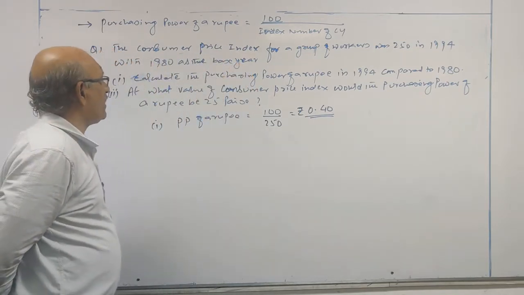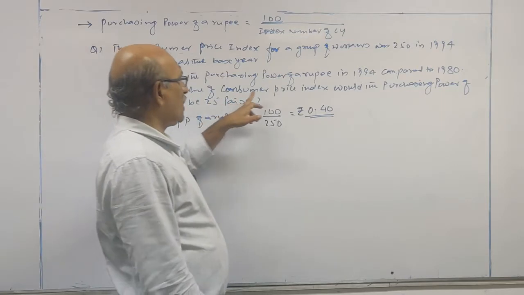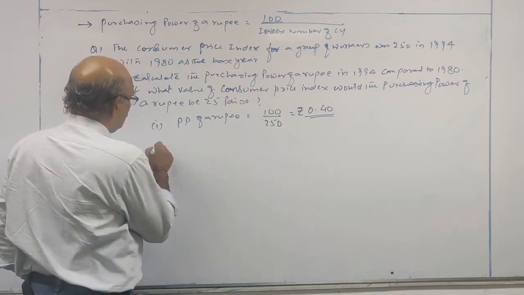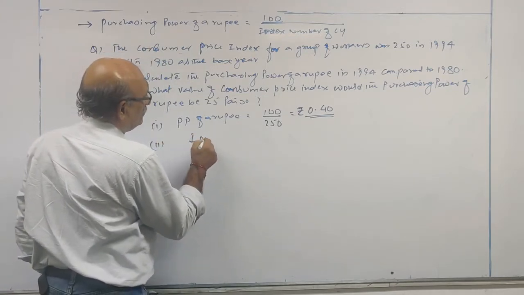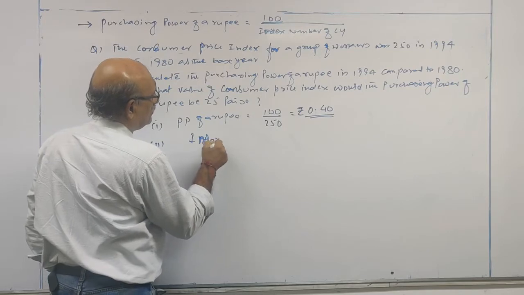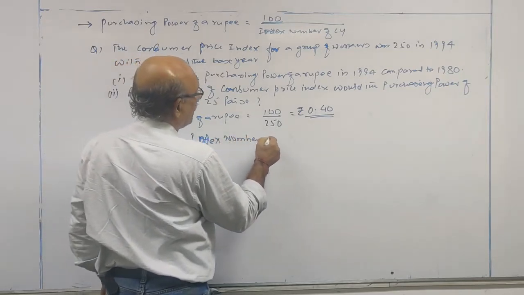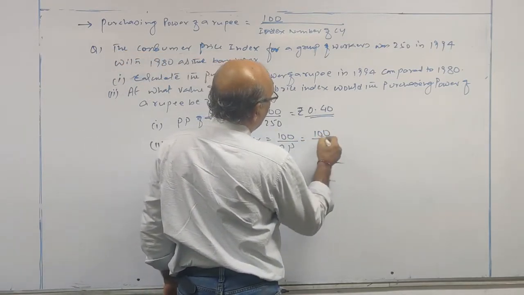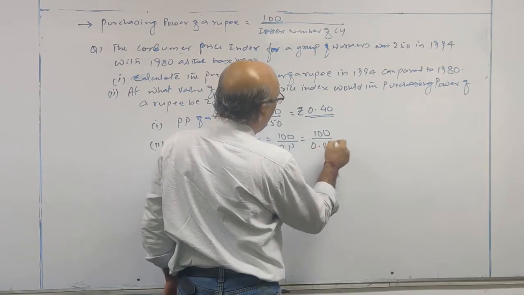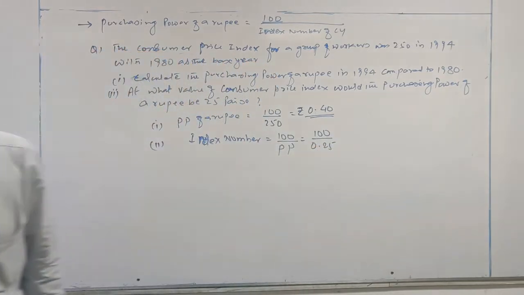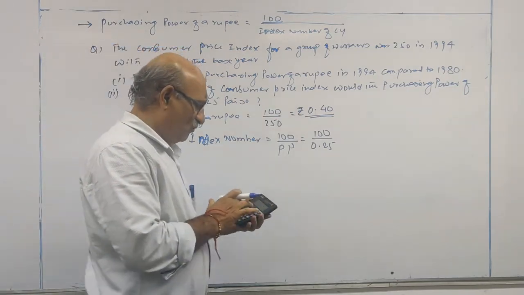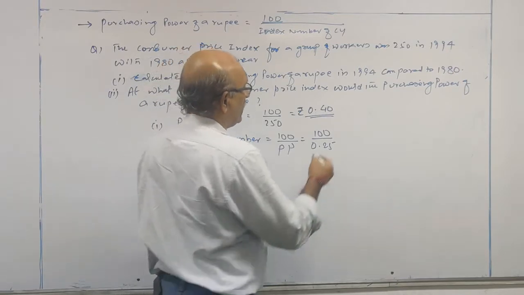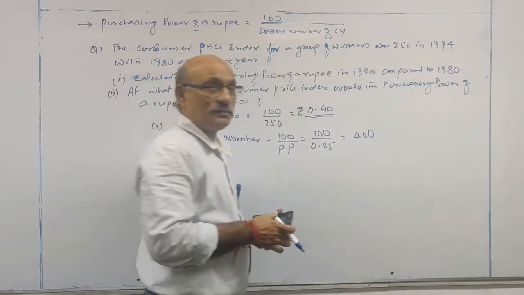Okay. Next, second part of the question. At what value of consumer price index would the purchasing power of a rupee be 25 paisa? So index number is equal to 100 divided by purchasing power. So 100 divided by 0.25, that is 25 paisa. 100 divided by 0.25 is 400.